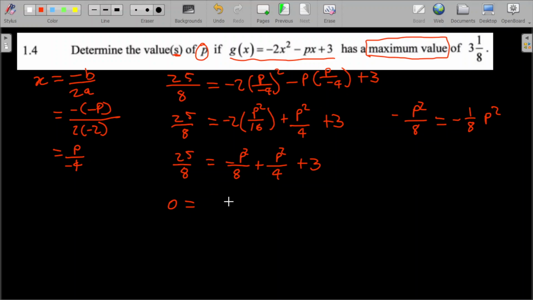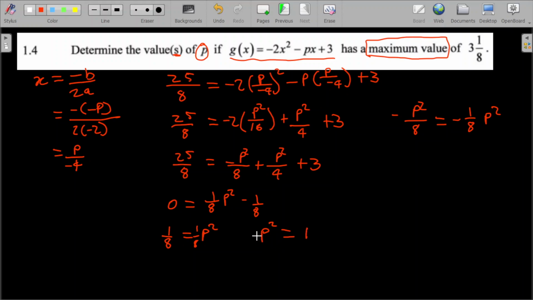And then I'm going to get 1 over 8 p squared, and 3 minus 25 all over 8, I'm getting negative 1 over 8. Again, let me just take this one to the other side. So it's going to be 1 over 8 is equal to 1 over 8 p squared, and then I can divide by 1 over 8 on both sides. So my p squared is going to be equal to 1.